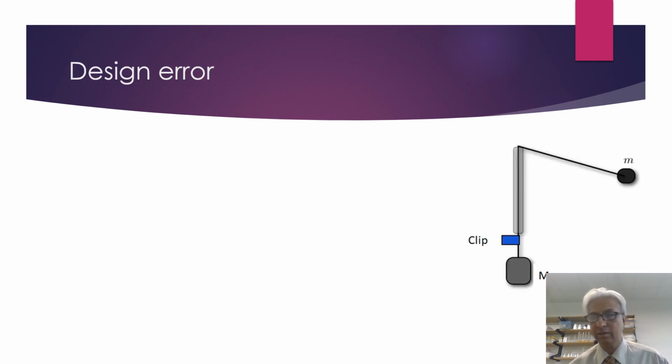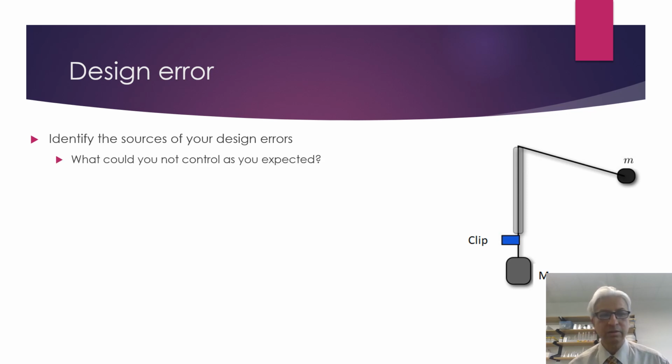Now that is generally how the picture was. Now if you look at this clip, identify the source of your design errors. What are all the sources of your design error? Now look at this. What would you control as you expected? What could you not control as you expected? That's one thing you should focus on.